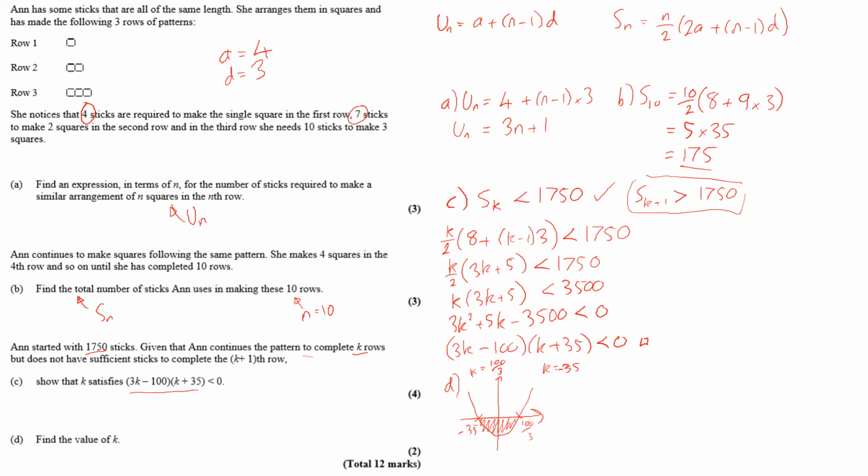That means that our value of k must be between minus 35 and, let's put it in a decimal, 33.3. We want the largest value k could be that this would work, so the largest value in that gap is 33. So we can say that k is 33. Remember, we can't have a decimal number of rows.